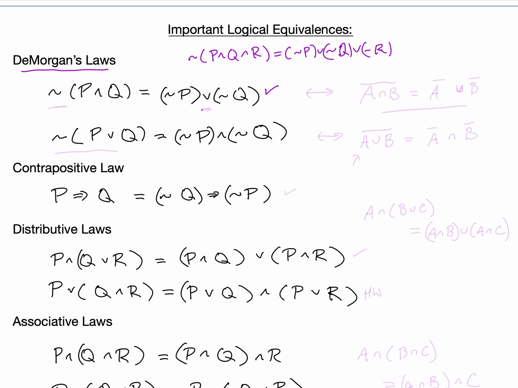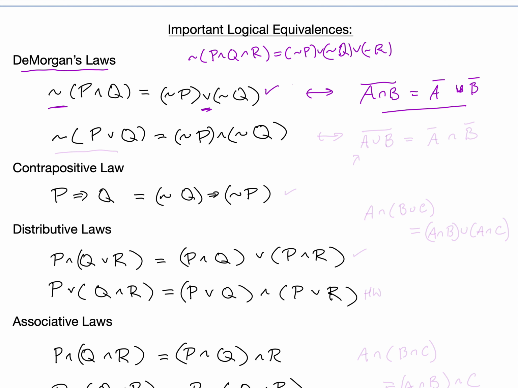So De Morgan's law says that putting a negation out front switches the symbol inside. And that might be familiar to you in terms of sets. So you might recall that the complement of A intersected with B is equal to A complement union B complement. And this is the parallel idea. So this is De Morgan's laws for sets and De Morgan's law for logical equivalence.